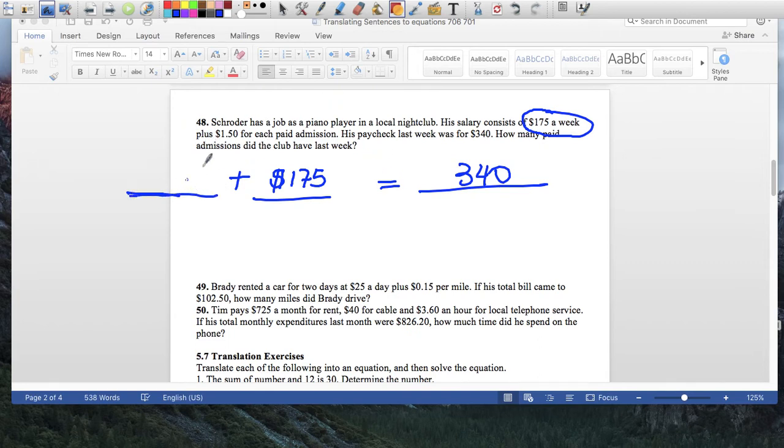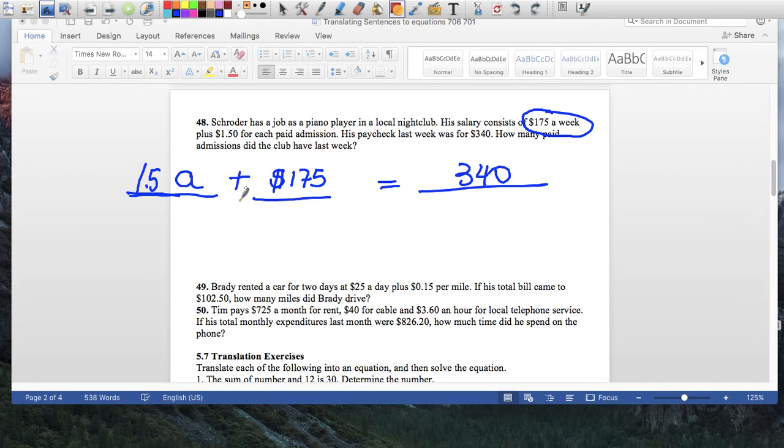So unknown is admissions or people who came to see him, and you can use A or P for people. And what's the relationship here per people or per admission? It's $1.50. So it's $1.50 for everyone that comes inside and sees him play the piano. So that's my equation. Again, there are decimals here, and you know what? In this case, instead of writing 150, I'm going to write 1.5 because it's the same thing.